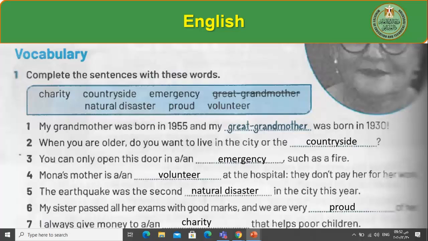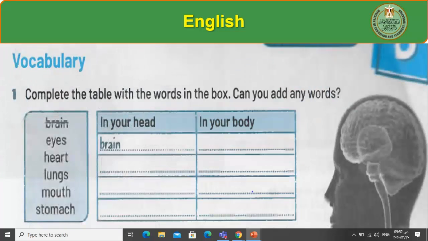Very good. Complete the table with the words in the box. Can you add any words?